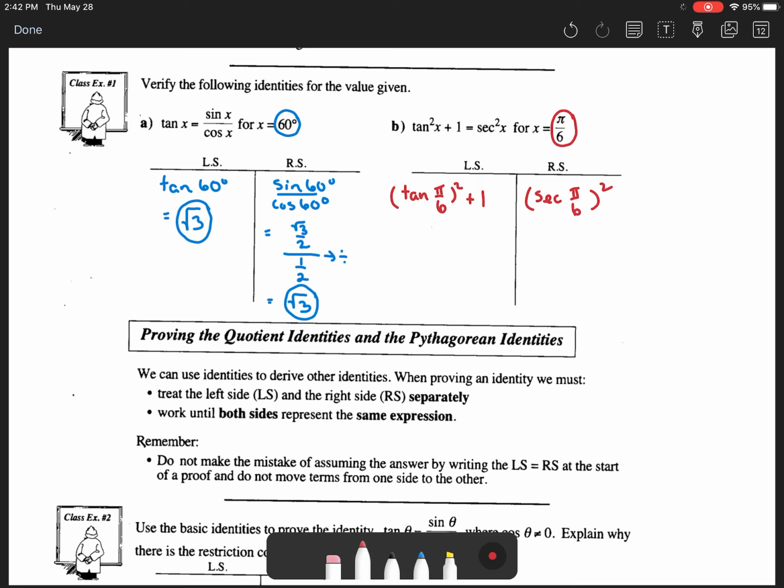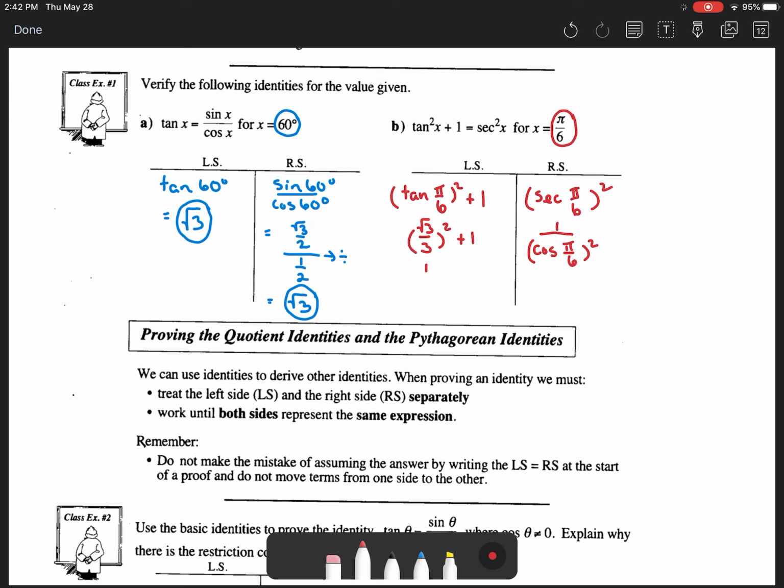Now, tangent of pi over 6, so that's your 30-degree angle if you're thinking in degree measure, and that's going to end up being root 3 over 3. Again, hopefully we know that value by now. If we don't, we can always calculate it by knowing our special triangles. So I have root 3 over 3 squared plus 1. On the right-hand side, secant of pi over 6 is 1 over cos of pi over 6, right? And it's squared, so I have to square this. And then I keep working on both sides.